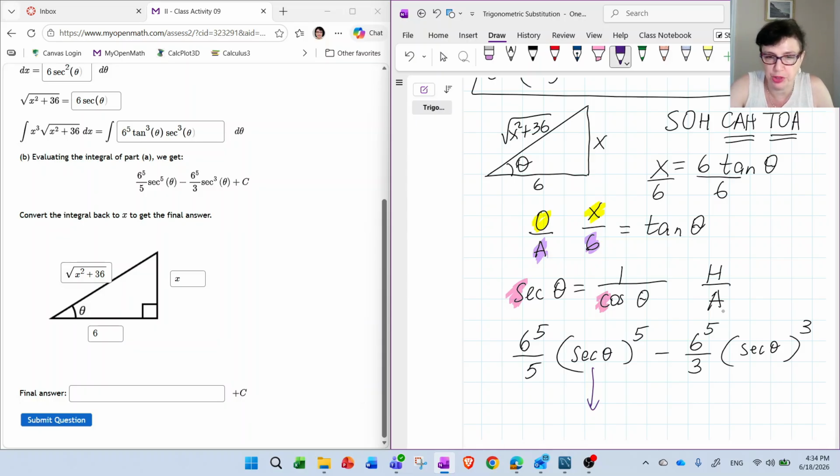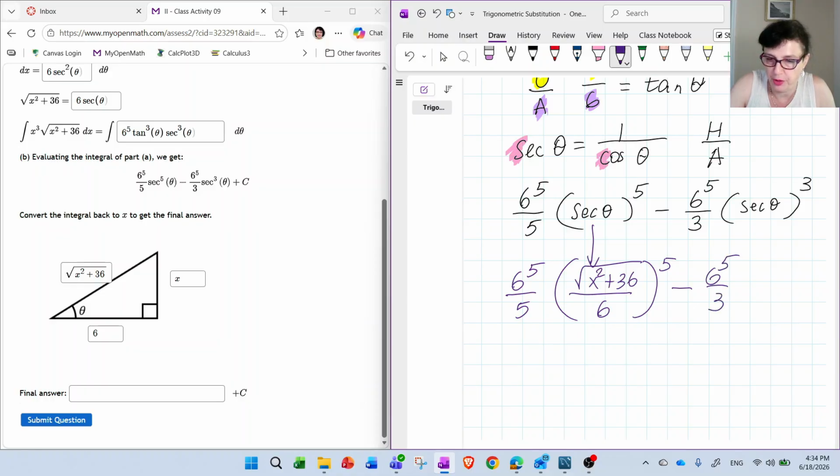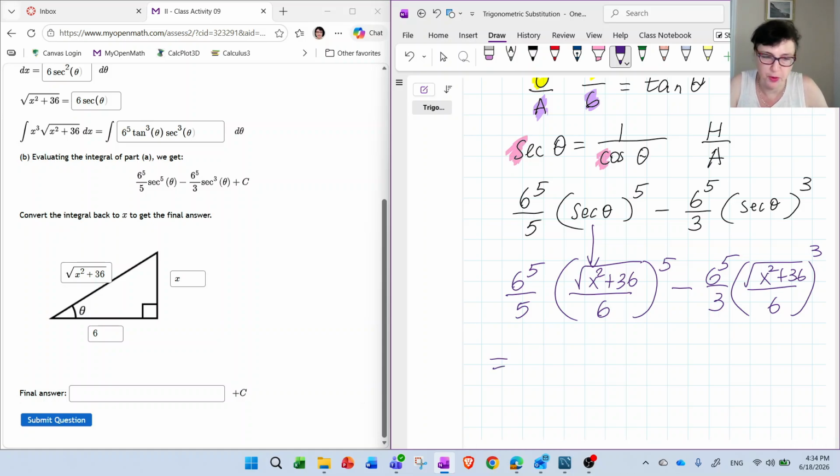So what's the hypotenuse? The square root. So we're going to put the square root here over the adjacent side, which is 6, and we're going to raise that to the power 5. And this is going to be 6 to the power 5 over 5. Okay, minus, this becomes 6 to the power 5 over 3. And again, secant is the same thing, the square root of x squared plus 36 divided by 6, and we cube that.